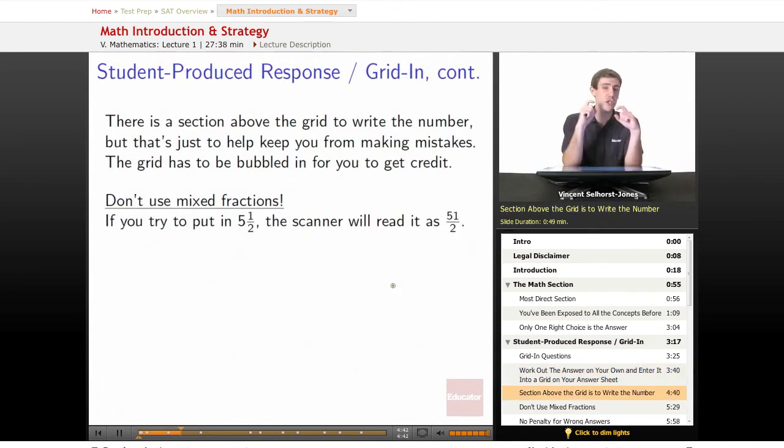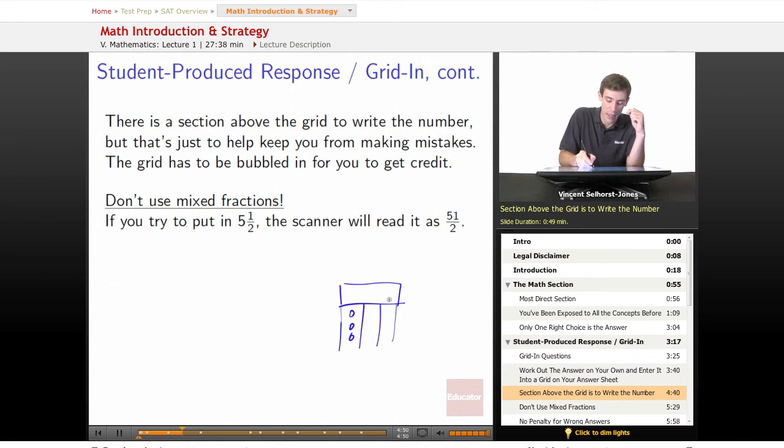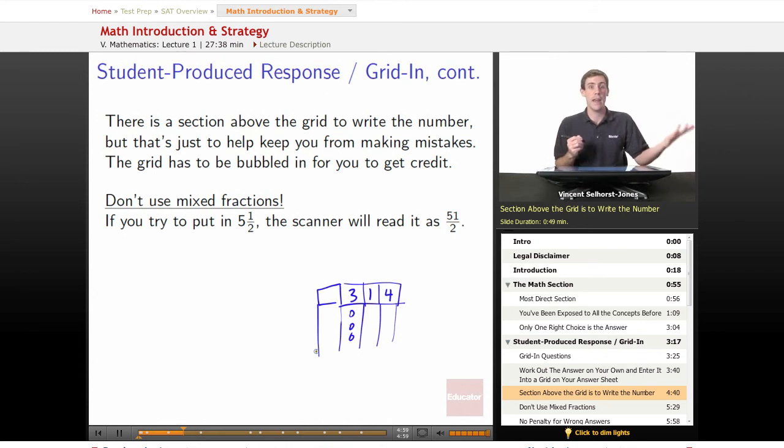So there's a section just above the column. There will be 4 columns full of things to bubble, and above that is a place for you to write in your number. So you might be able to write something like 314, though it would actually have 4 columns, so there'd be a 4th one. So you might be able to write in that number.